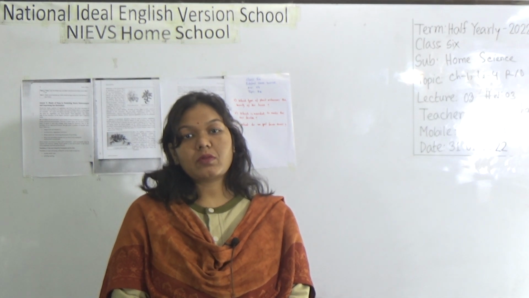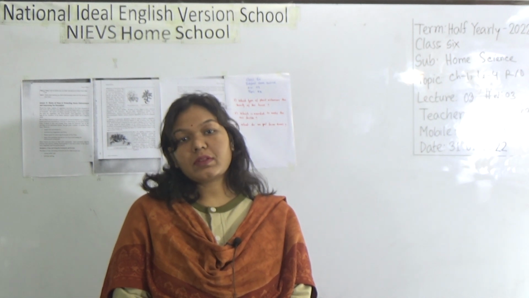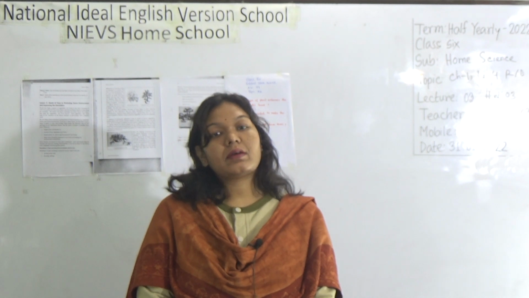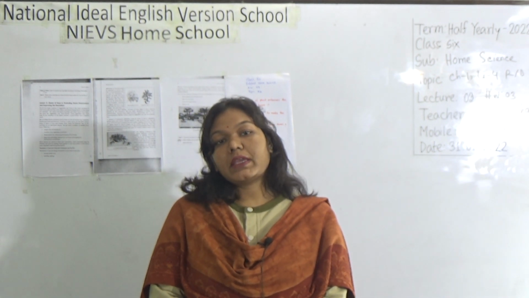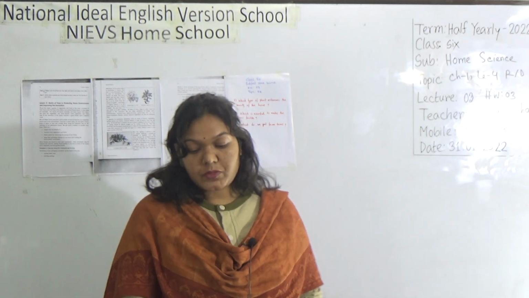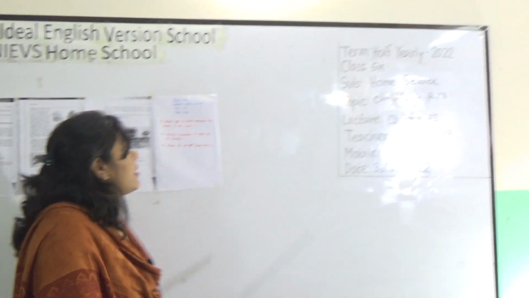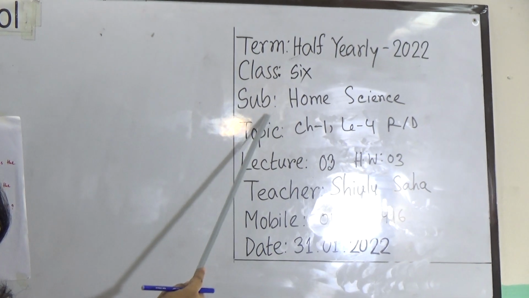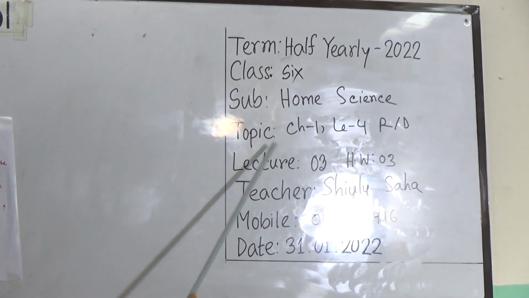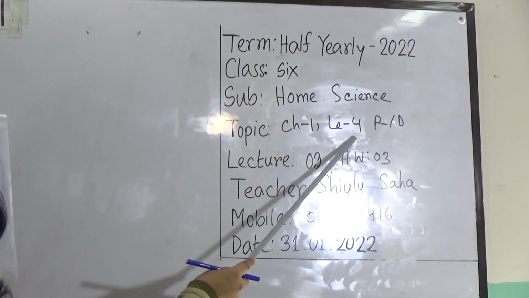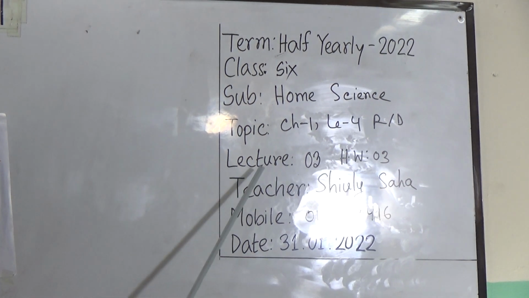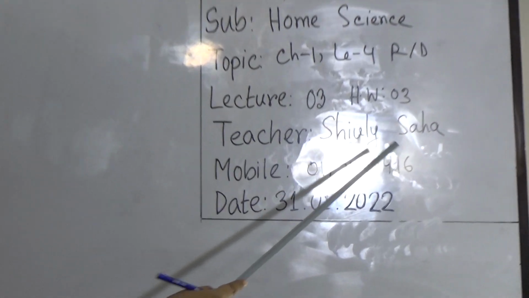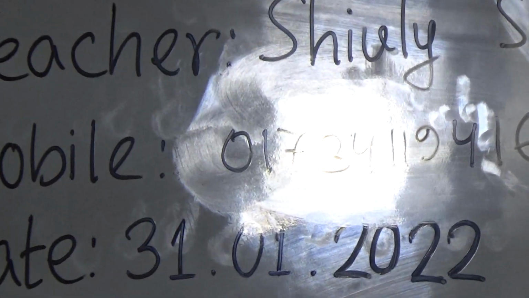Dear student, today I am going to take a home science class for the students of class 6. Today I will discuss lesson 4, unit 1. Okay, students, let's get started with our class. Have a look at this topic. Class 6, subject home science, chapter 1, lesson 4, reading done topic. Lecture 3, homework number 3. And this is my name, Shiuly Saha, my mobile number, and today's date.